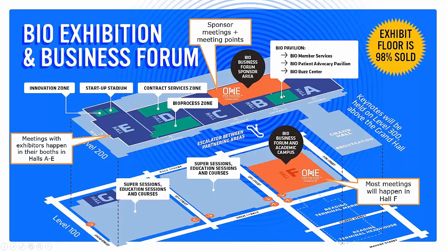Upstairs on level 200, the orange square here is the Bio Business Forum sponsor square. So if you're meeting with one of our sponsor companies, that will most likely be taking place up there. And meeting points are up there as well. And we're going to go over meeting points in more detail in just a moment. And then here, as you see the areas to say halls A through E, that is the exhibit hall. So the exhibitors that are participating in exhibitor booth partnering, if you have a meeting that says EX on your calendar, then that means you're going to be going to the appropriate booth here.